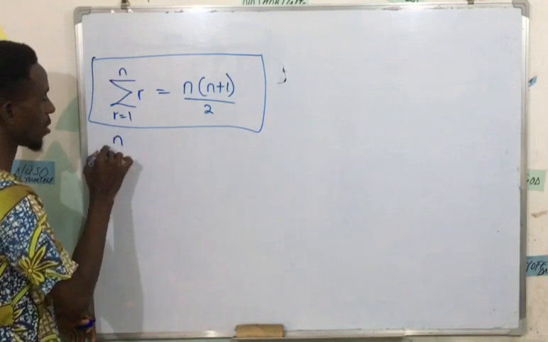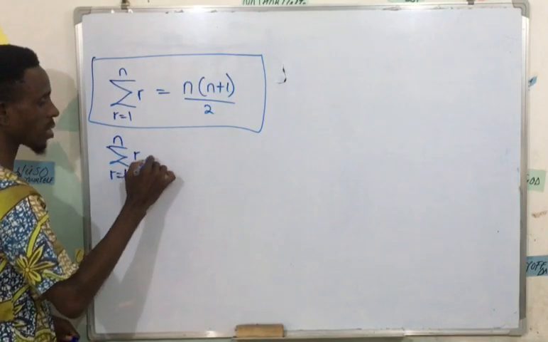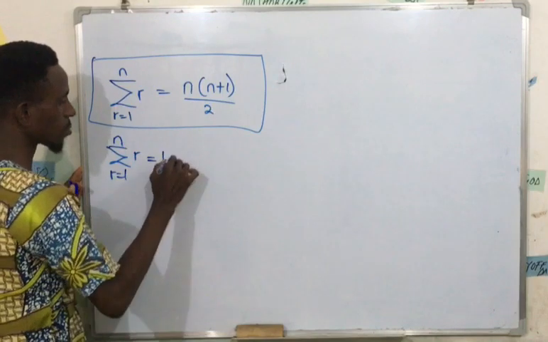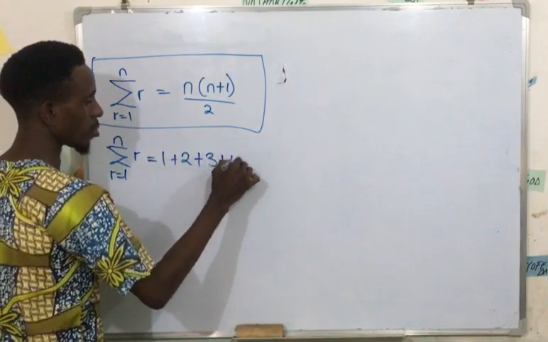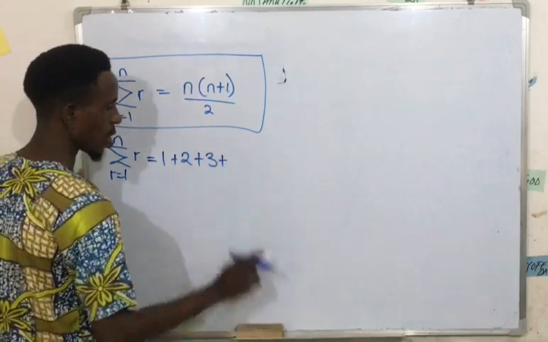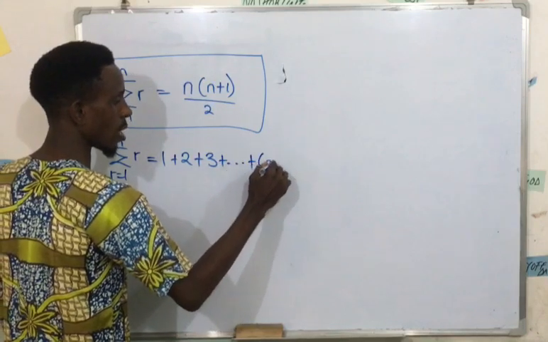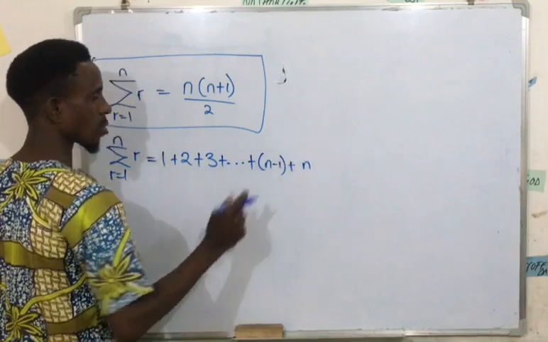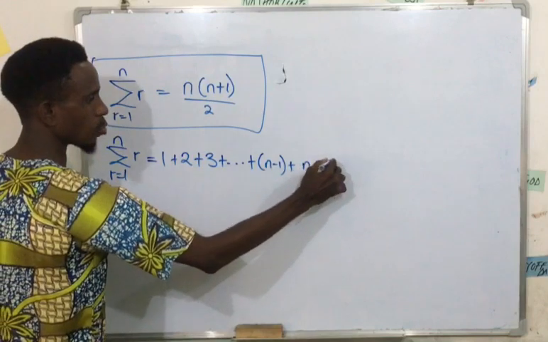I will have the sum over n, where r begins from 1, of r, is going to be of this nature. I will say it's going to be 1 plus 2 plus 3 plus 4, dot dot dot plus n minus 1 and plus n. So you see it, this point to this point. I can say this is my equation 1.